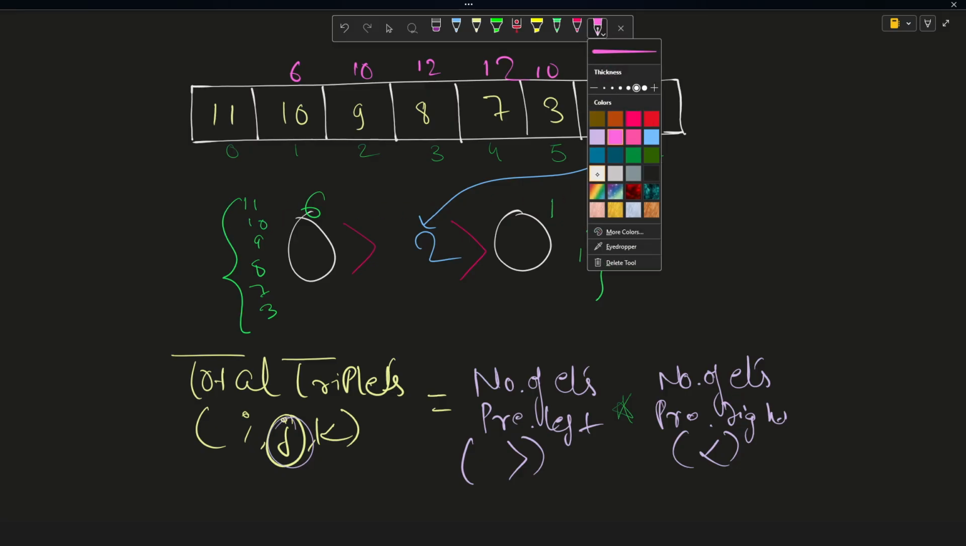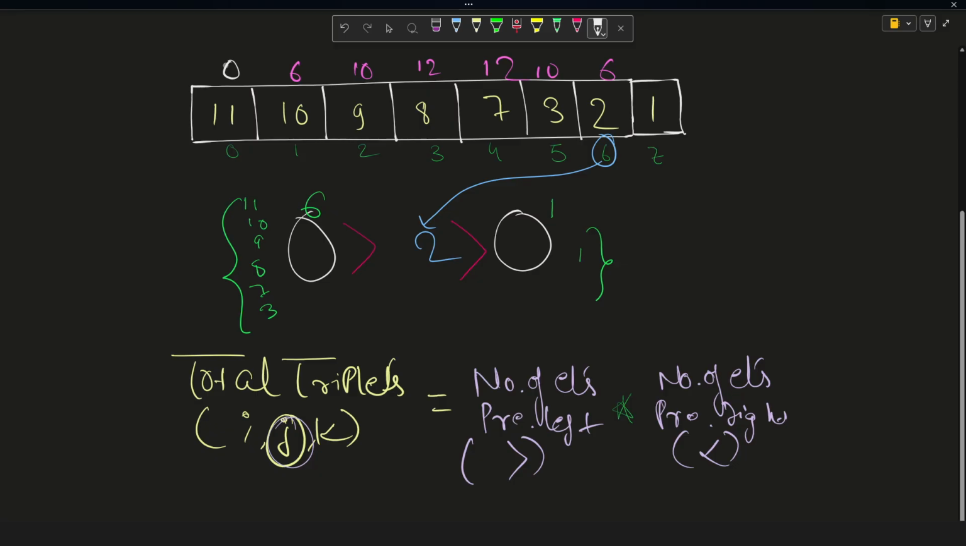And also I told you in the beginning that no triplet for the starting index and the ending index will be possible, because they can never be our jth index. Why? Because there is no element present on its left side. So there is no a of i present, that is this, which will be greater than this 11. Similarly, there is no a of k present on this side, which will be less than this. So that's why 0 for these two.